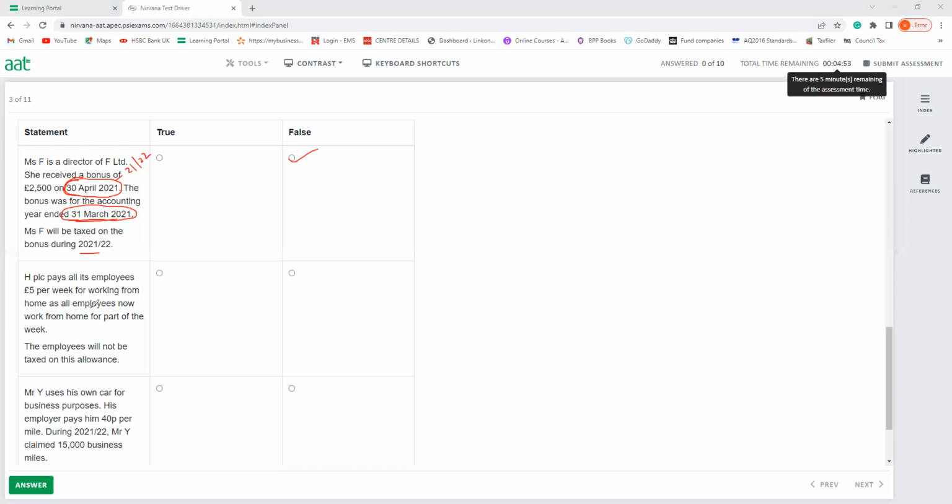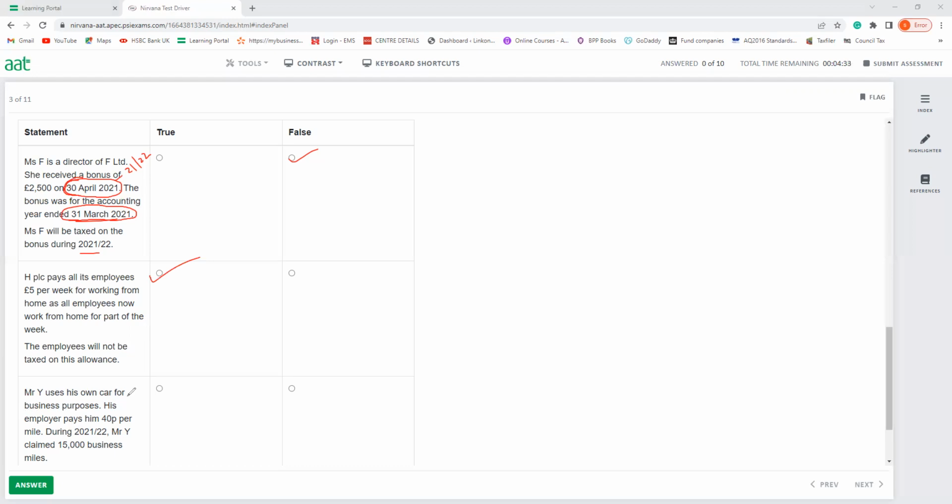HPLC pays all of its employees £5 per week working from home. As the employees now work from home part of the week, the employee will not be taxed on the allowance. That's true. So £5 per week is an allowable expense. You can always look at the reference material if you'd like to see it. This sort of information will be there, so you can always double check.